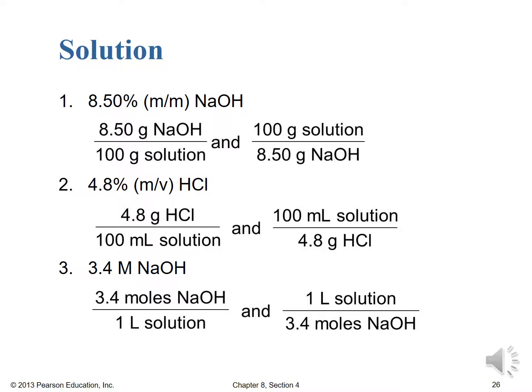I know it's more common that you would have the 3.4 moles per 1 liter for a 3.4 molar NaOH solution, but don't forget you can invert that. It's still the same thing, and maybe you'll need the inverse form for a dimensional analysis setup.